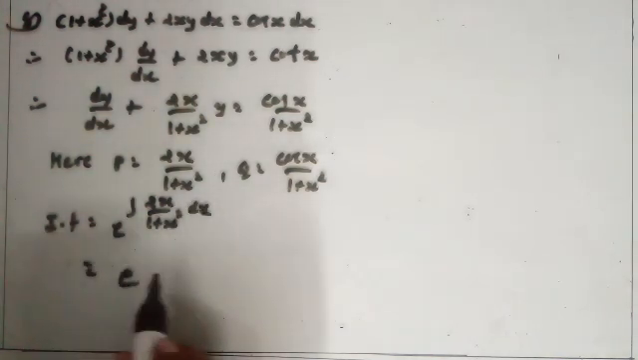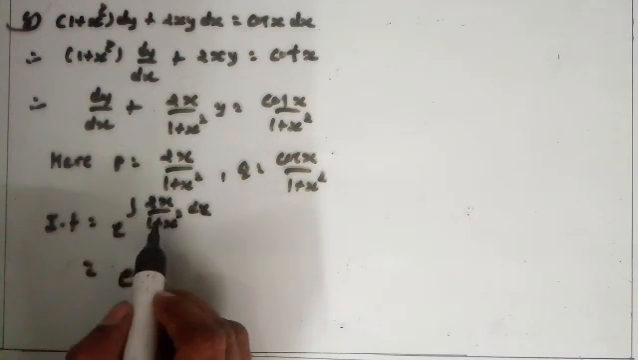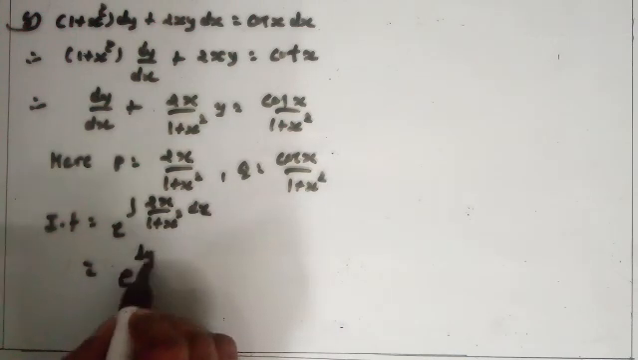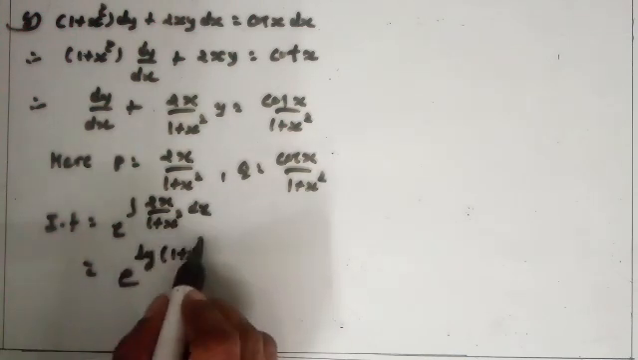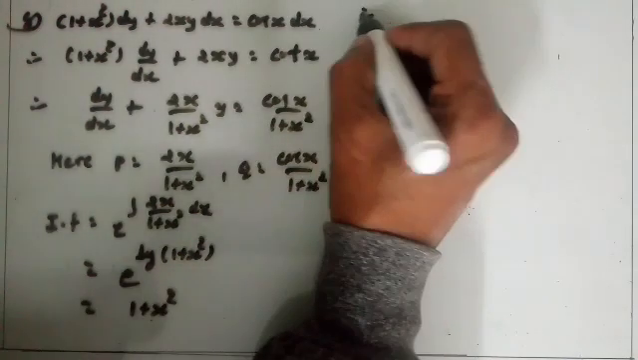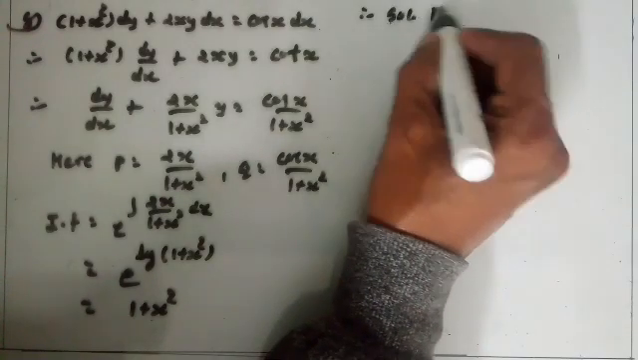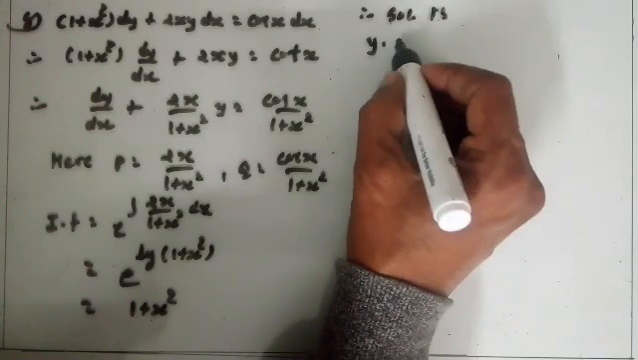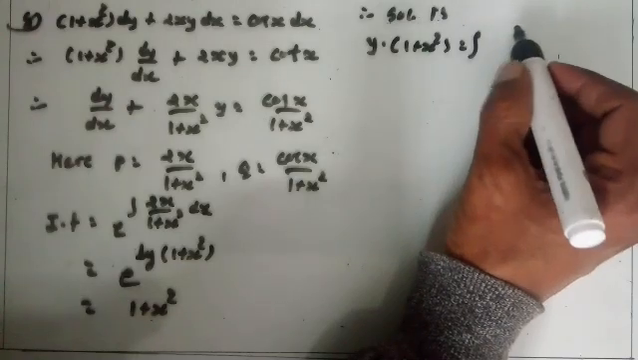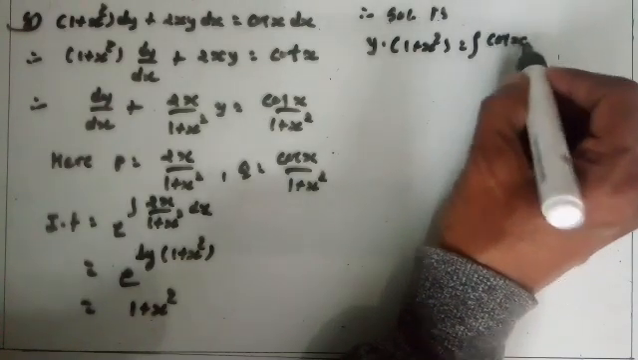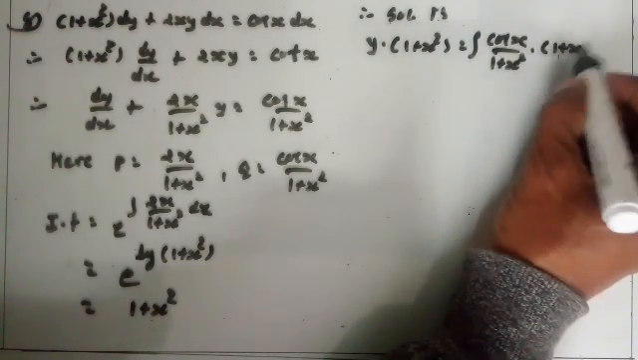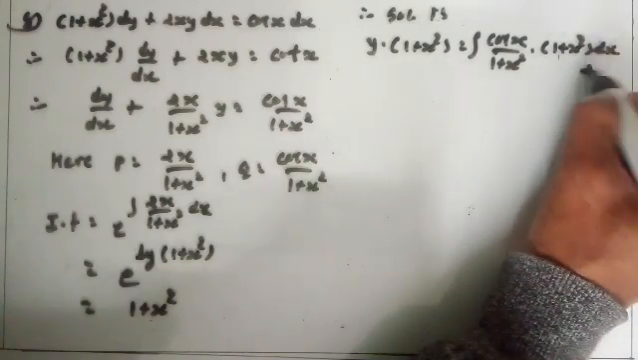So it is equal to e raised to integration f dash x upon f x. Here 2x is the derivative of 1 plus x square. So integration of this is equal to log mod 1 plus x square. Clear? So IF is equal to 1 plus x square. Therefore the solution is y into integrating factor 1 plus x square is equal to integration q, that is cot x upon 1 plus x square, into integrating factor 1 plus x square dx, plus c.